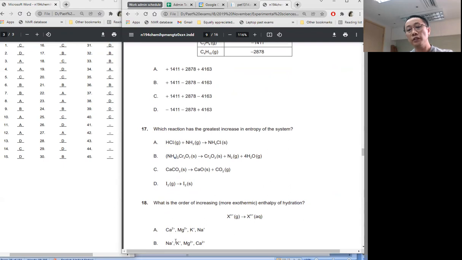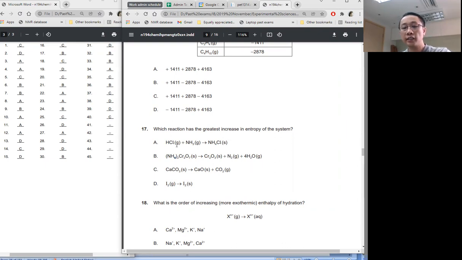Moving on, question 17, a pretty straightforward entropy question, which requires you to identify a change, a chemical change. That can be a physical change, but either way, a change that generates the most disorder by virtue of generating a large number of moles of molecules in disordered state. So you typically will be looking at the increase in number of gaseous molecules. And choice B should be the answer.